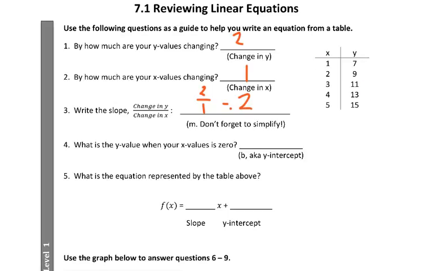So again, all I'm doing is same things that we've done before. I'm adding 2 in this column, adding 1 in this column. And yeah, so our slope is 2 divided by 1, which equals 2.